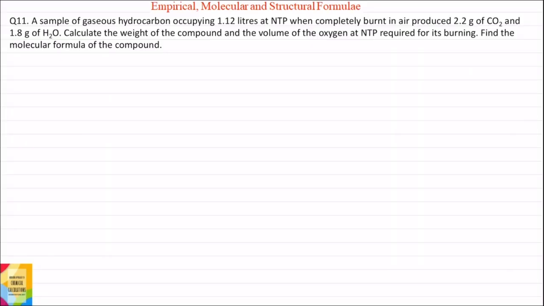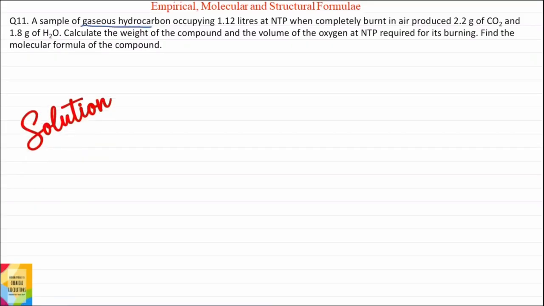Question 11. A sample of gaseous hydrocarbon occupying 1.12 liters at NTP, when completely burnt in air, produced 2.2 gram of carbon dioxide and 1.8 gram of H2O. Calculate the weight of the compound and the volume of the oxygen at NTP required for its burning. Find the molecular formula of the compound.